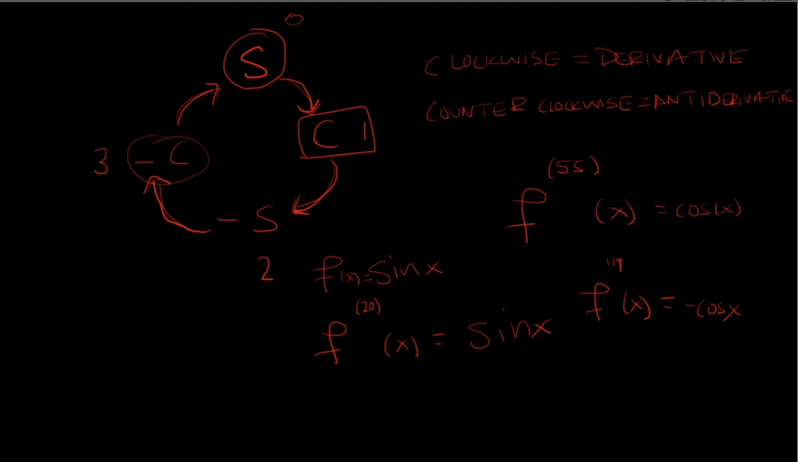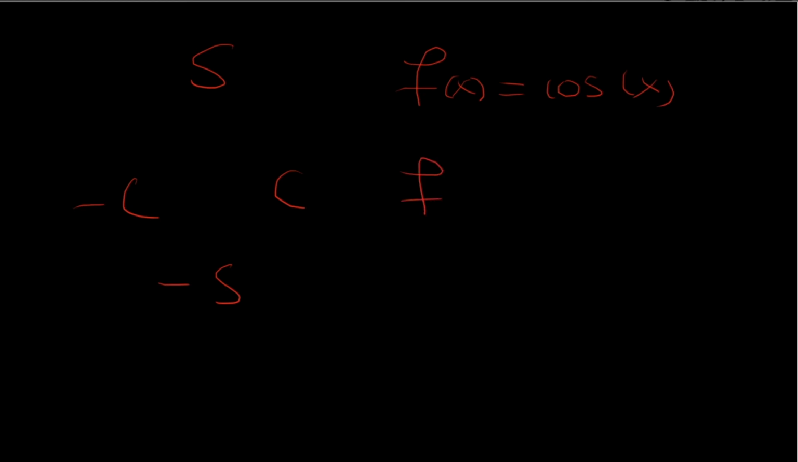Let's say we're looking at cosine or negative sine or negative cosine. So let's look at an example. I'm still going to draw my diagram. And I'm going to start, let's say, with cosine. So let f of x be cosine of x. If I look at the, let's say, 15th derivative, I'm still going to divide the 15 by 4, which the remainder is 1.